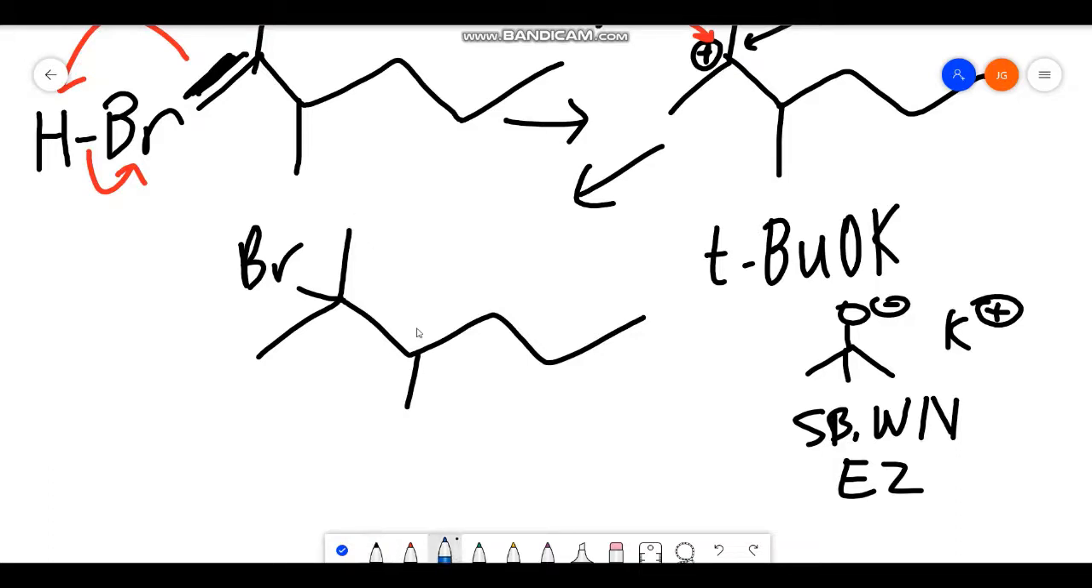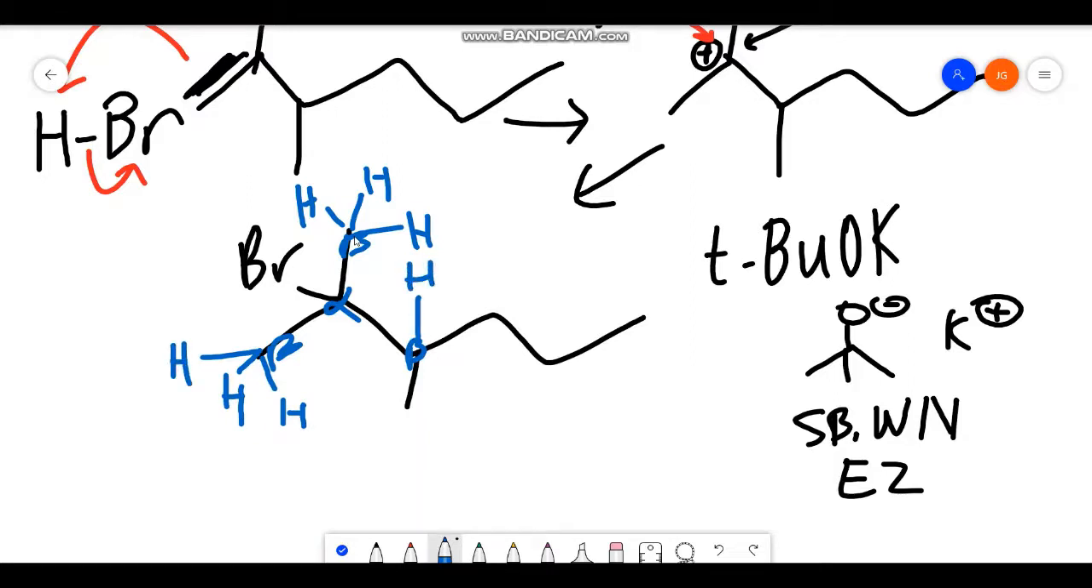So I'm going to label our alpha carbon in blue, and I'm going to label the beta carbons in blue. So beta carbons are any adjacent carbons to the alpha carbon. And now I want to label all the hydrogens surrounding those beta carbons. I like to think of these as the main points of attack. Where is this TBUOK, this strong base, going to attack?